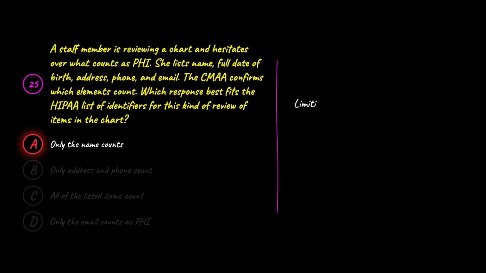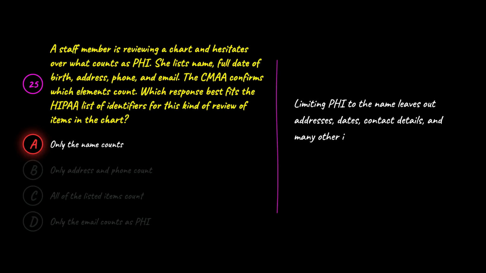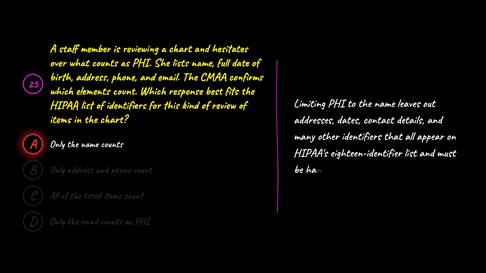A is wrong because limiting PHI to the name leaves out addresses, dates, contact details, and many other identifiers that all appear on HIPAA's 18 identifier list and must be handled with the same protections.